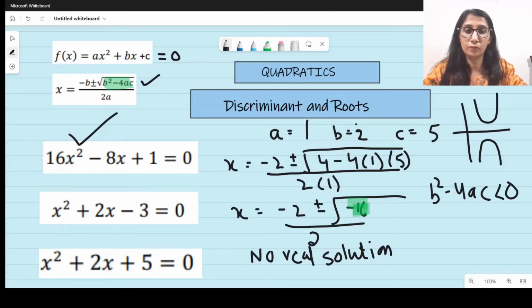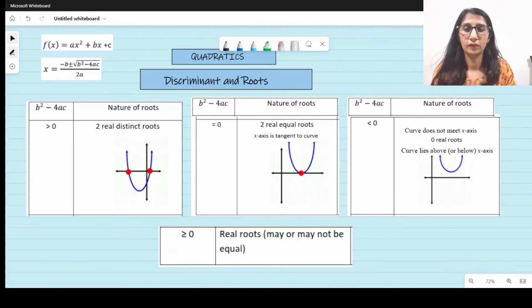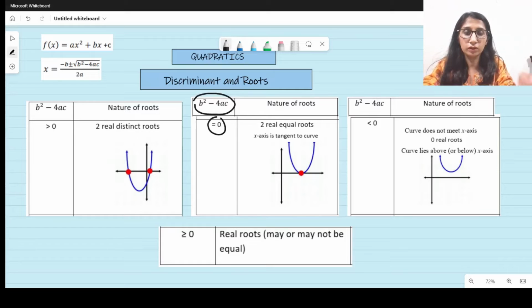Okay, now let's recap what we've done so far. All right, so let's recap all the cases. So when b square minus 4ac is equal to 0, that means that the curve touches the x-axis at only one point.